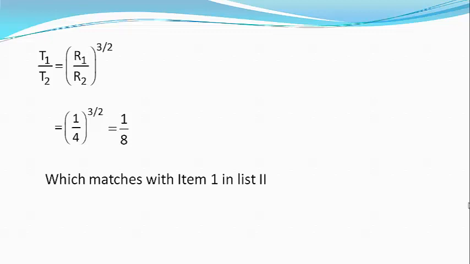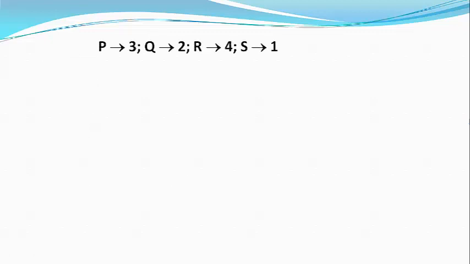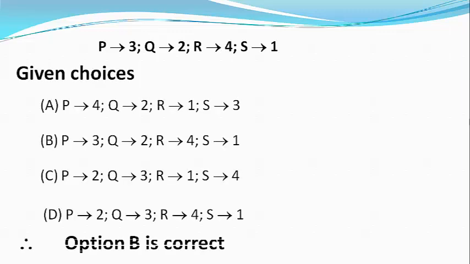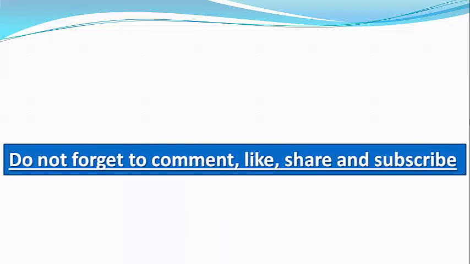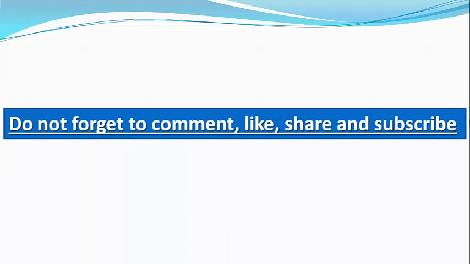To summarize, we have P matches with 3, Q matches with 2, R matches with 4, and S matches with 1. And this matches with option B out of the 4 given options. Students, this question has covered almost all the concepts from the chapter of gravitation, and I believe you enjoyed this question.